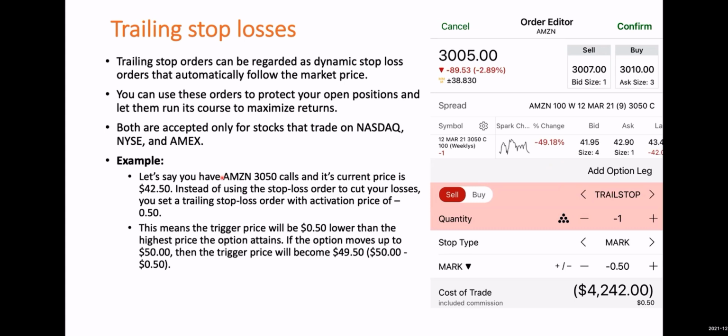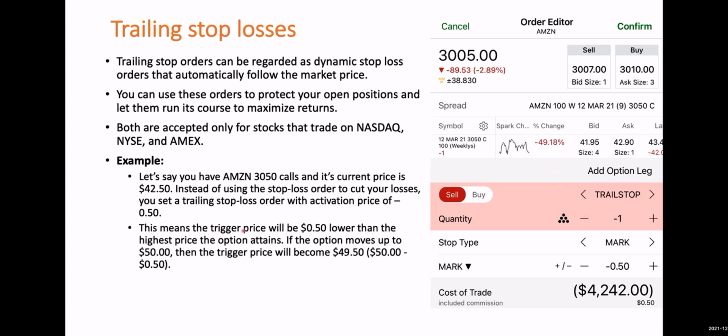So let's say you have Amazon 30, 50 calls and the current price is 42.50. That's around the mid price. Instead of using a stop loss order to cut your losses, you set a trailing stop loss order with an activation price of minus 50 cents. All right. What does this mean?